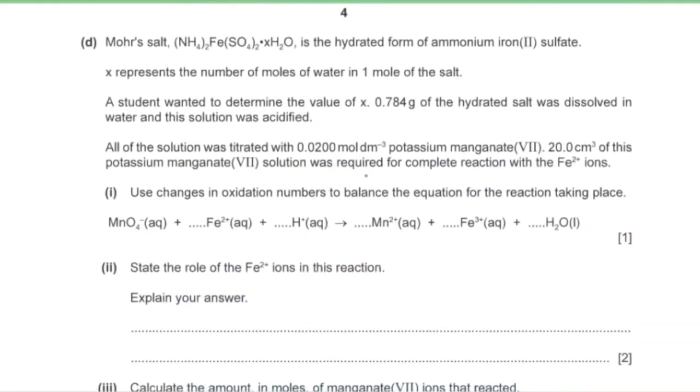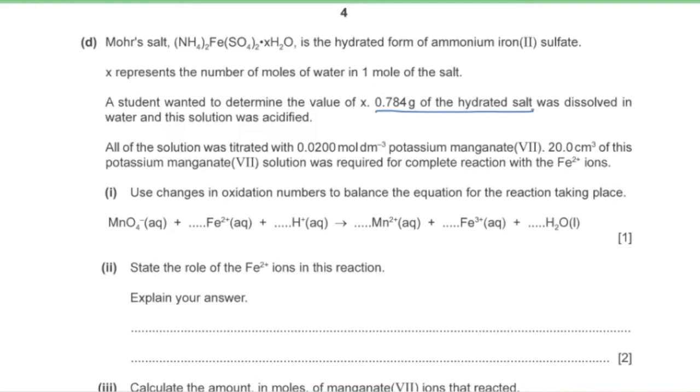Part D, Mohr salt is the hydrated form of ammonium iron 2 sulfate. X represents the number of moles of water in 1 mole of the salt. A student wanted to determine the value of X. 0.784 grams of the hydrated salt was dissolved in water and the solution was acidified. All of the solution was titrated with 0.02 mole per decimeter cube of potassium manganate. 20 centimeter cube of this potassium manganate solution was required for complete reaction with Fe2+ ions.